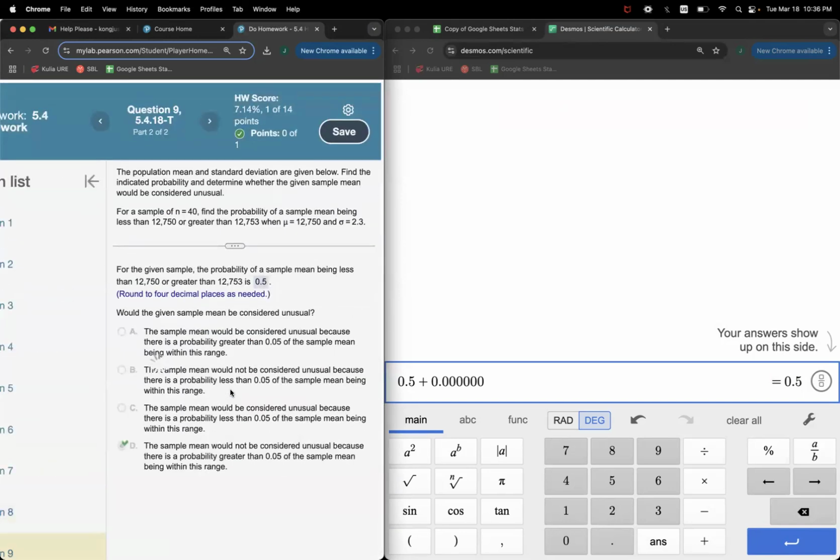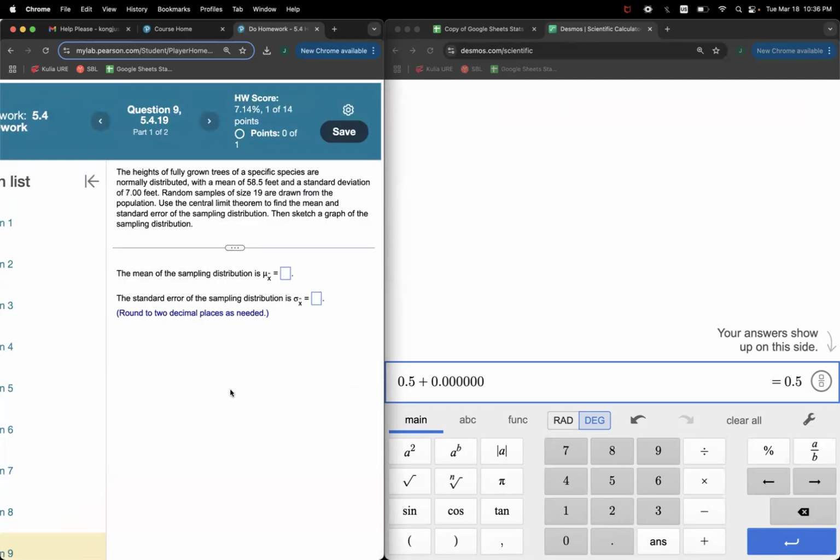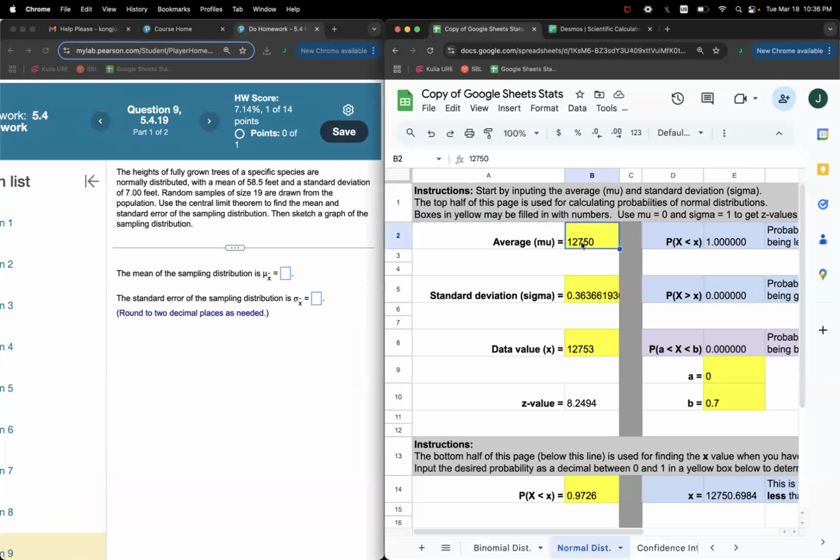Next we're asked to do number 9 and then number 11. Here's number 9. Heights of fully grown trees in a specific region are normally distributed, with a mean of 58.5. So I'm going to put that mean in, 58.5, and a standard deviation of 7.